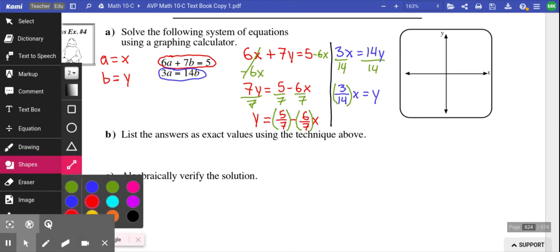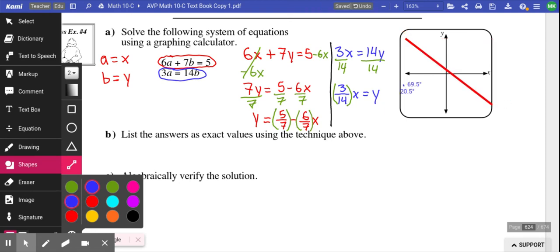Awesome. If you graph this, I just use the standard window again. So zoom 6, that's the standard window where it's tens all the way around. My first graph looked kind of like this. Started way up here, kind of cut through down like that. And my second graph was very much a horizontal line, kind of looked like this. Awesome. To get the solution, I went second trace, intersect, number 5, and then hit the enter button 3 times.